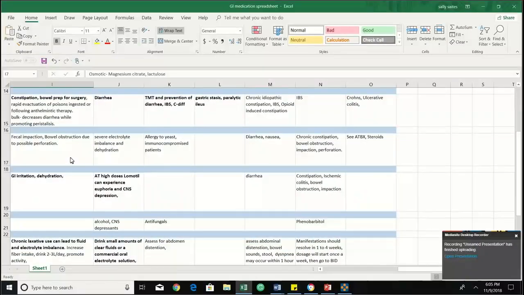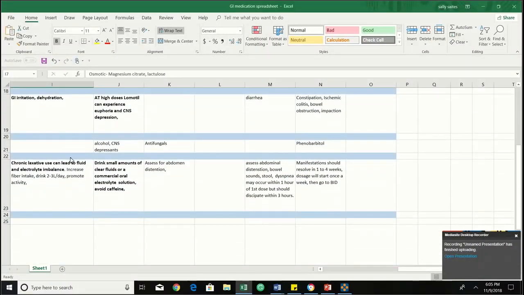It's for diarrhea. The Lomotil, because there's a slight amount of atropine in here as well, they can experience some euphoria, and then you can also get some CNS depression with this.